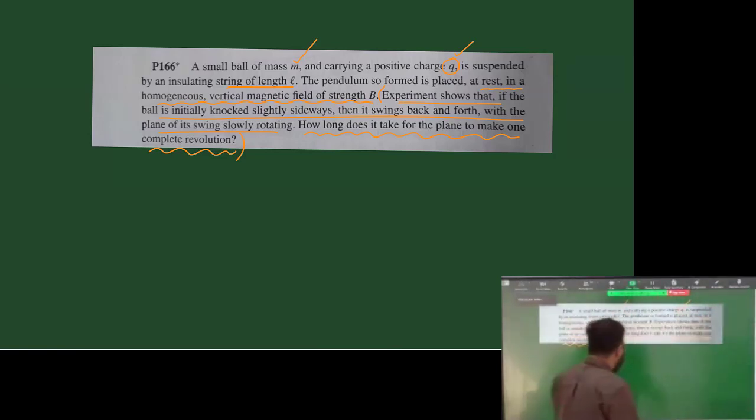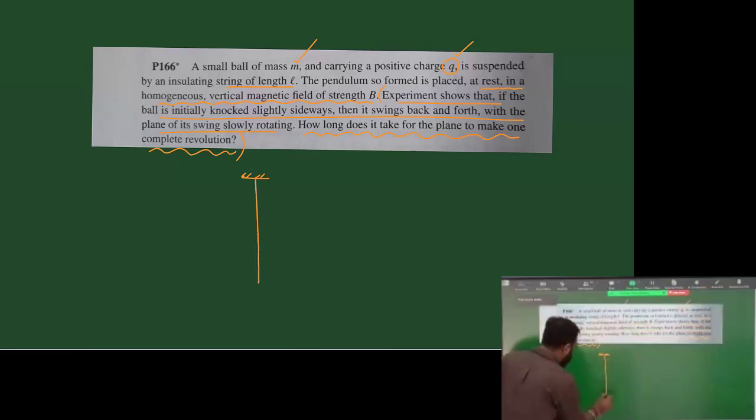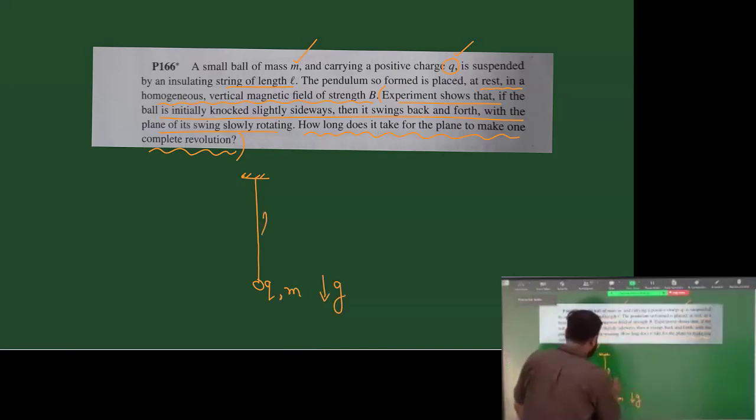Now let's see what exactly is happening. All the assumptions of small angle are valid, to make this problem symmetric with angular SHM for small theta. So to begin with, what has happened? This guy is there. It has charge Q, the mass M, gravity G is present, and the length of the pendulum is L.